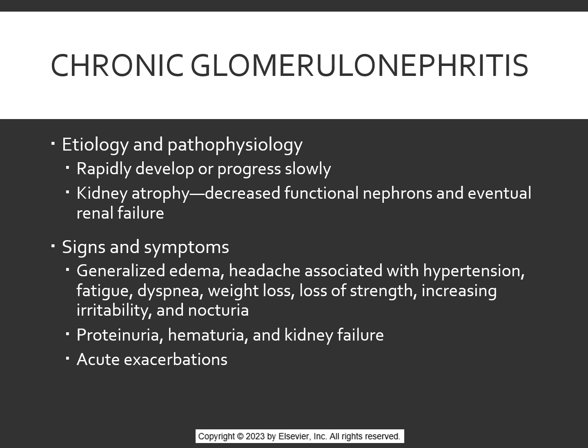Chronic glomerulonephritis is the third leading cause of chronic kidney disease. Continued fibrosis within the glomerulus leads to a reduction of the glomerular filtration rate and retention of toxins. The kidney atrophies. The number of functional nephrons decreases and eventually kidney failure occurs. Generalized edema, headache associated with hypertension, fatigue, dyspnea, weight loss, loss of strength, peripheral neuropathy, and tremors are symptoms of glomerulonephritis. Some patients who develop chronic glomerulonephritis may have acute exacerbations.